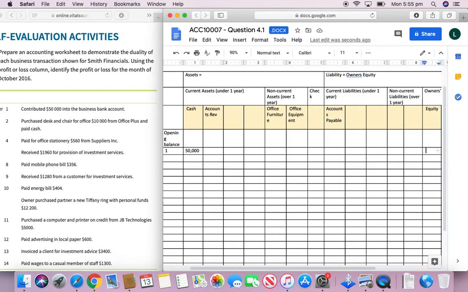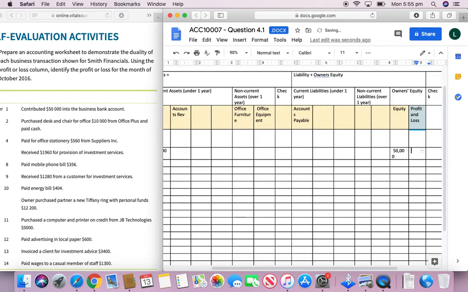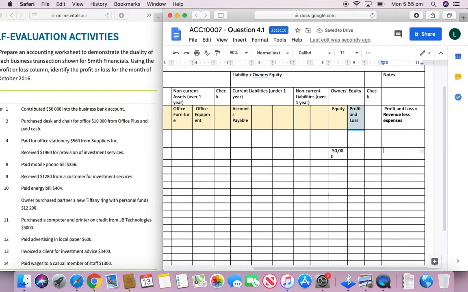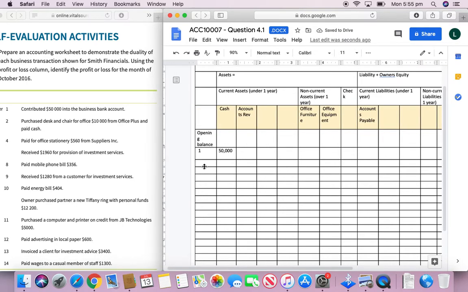So equity is going to go up by $50,000. There we go. So then here what we might want to do is write a short little description. Contributed funds into business. So super simple, just like that. So that's number one done. Number two. Okay, next one.